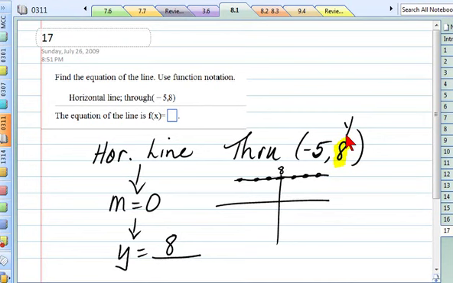All right, that's going to conclude 8.1 Part 2, and then we'll continue with another lesson.